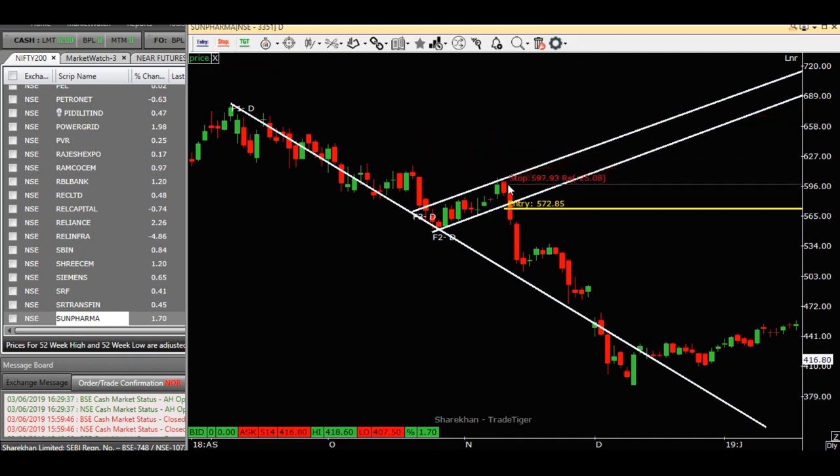Stop loss can be midpoint right here. Now target in this case can simply be the low of the flag, meaning where the flag starts to pull back from, we can keep that as our target.